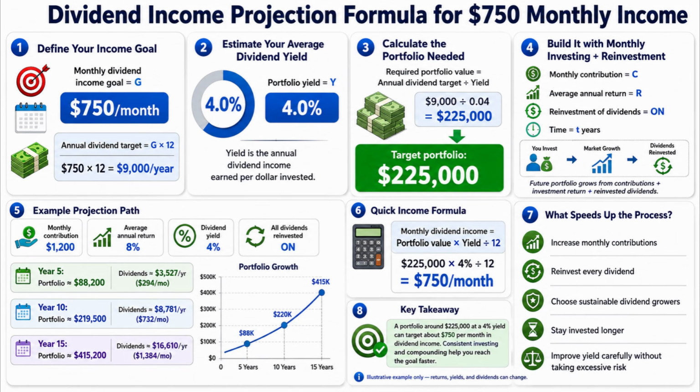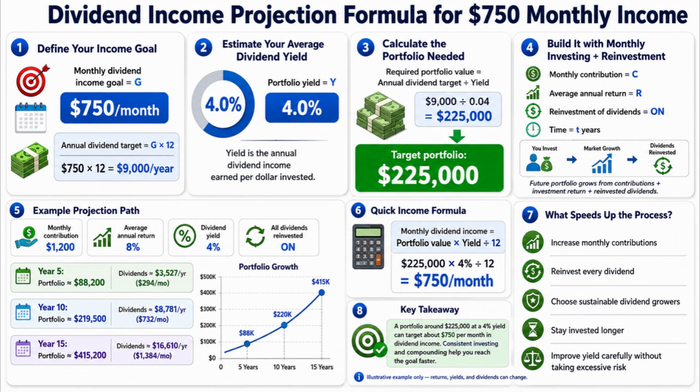Next, let's look at the example projection path. In this example, the monthly contribution is $1,200, the average annual return is 8%, the dividend yield is 4%, and all dividends are reinvested. Based on these assumptions, after 5 years, the portfolio may grow to around $88,200. At a 4% yield, this could produce about $3,527 per year, or around $294 per month.